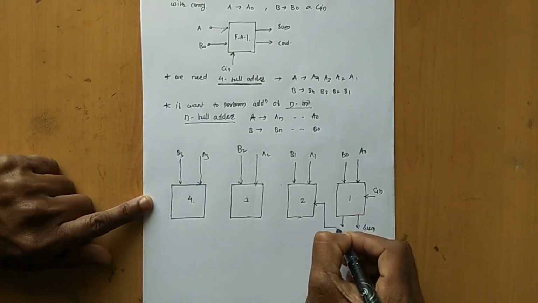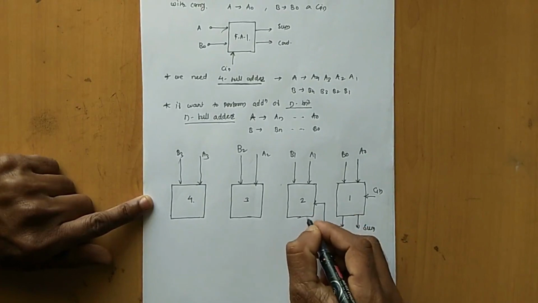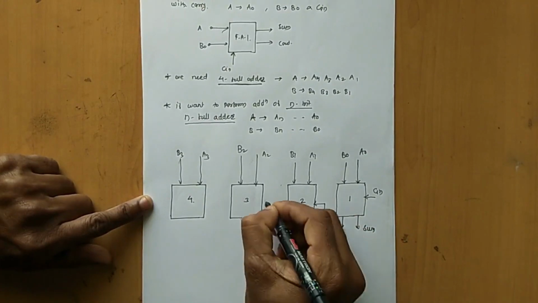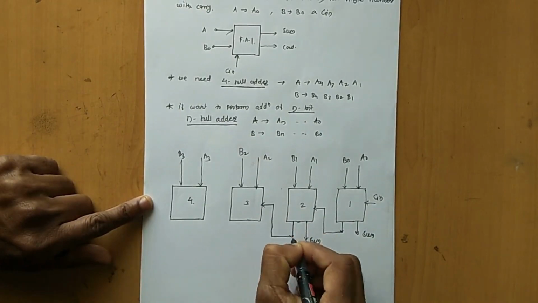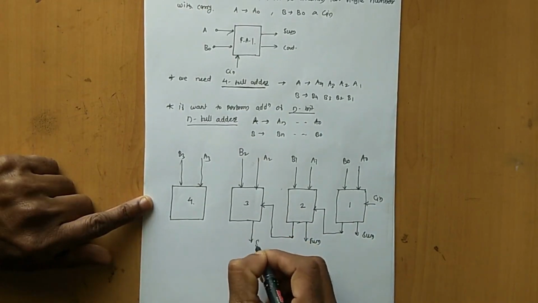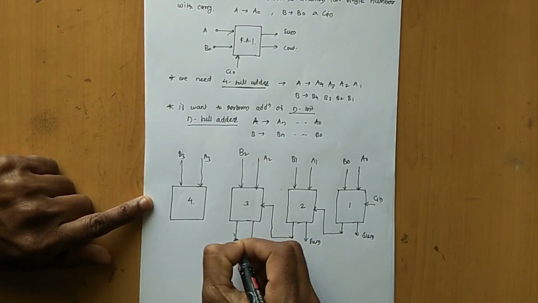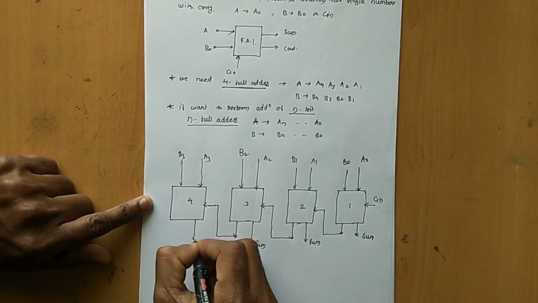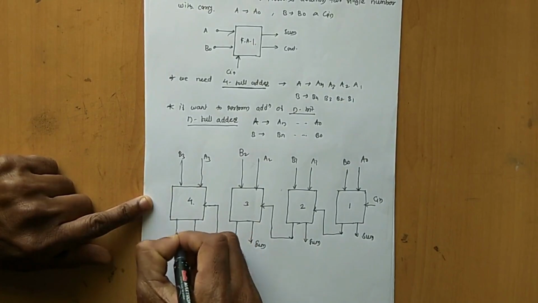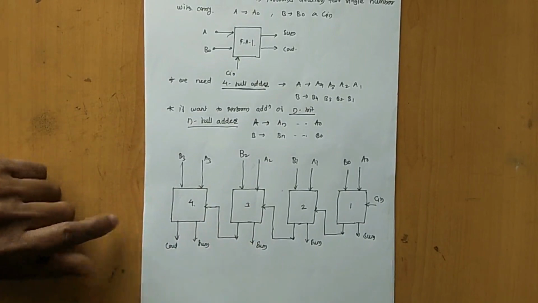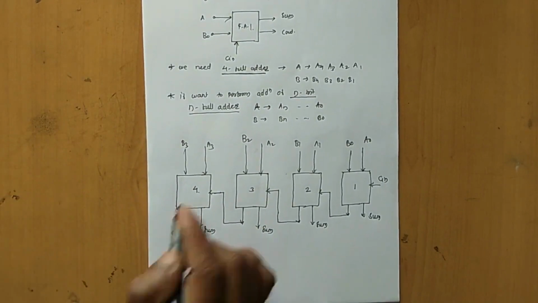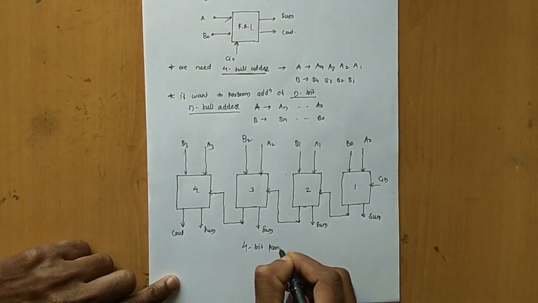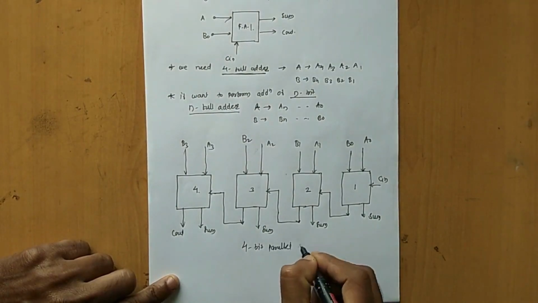This C out becomes the input for the next. So the outputs of the second are sum and C out. C out is the input for the next full adder, and outputs are sum and C out. Again this C out is the input for the next one, and outputs are sum and C out. This is the block diagram of a simple 4-bit parallel adder.